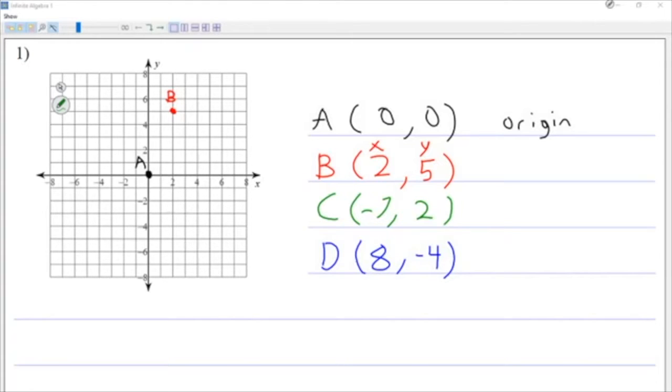If moving to the right is a positive direction for X, then that means moving to the left is going to be a negative direction for X. And in the same way, moving down for Y is negative. Since negative 7 for X means we move to the left, point C should be there. Positive 2 for Y means we move up 2. Point D, I want to see if you can get on your own.